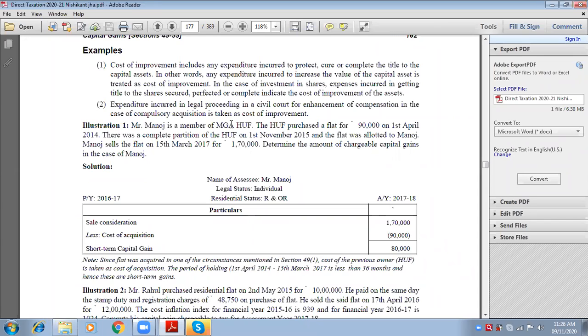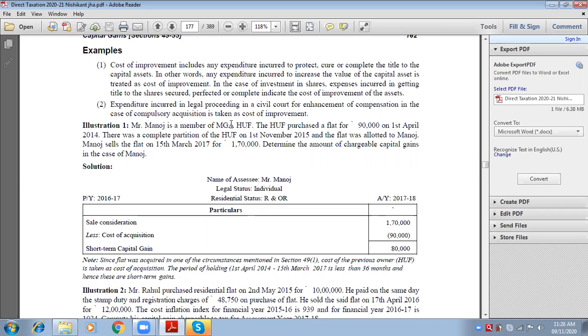Okay. Now the cost of acquisition. Cost of acquisition is 90,000, and directly 90,000 in the inner column. No formula has to be applied. Okay, 90,000 has to be written in the inner column. Okay, next.